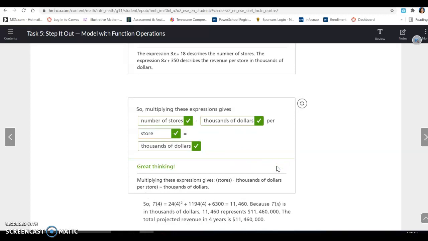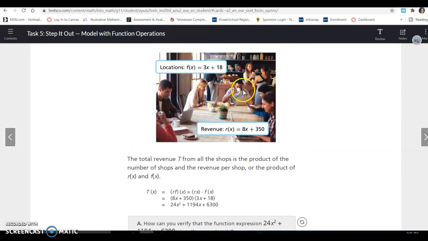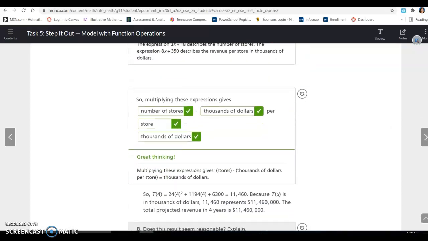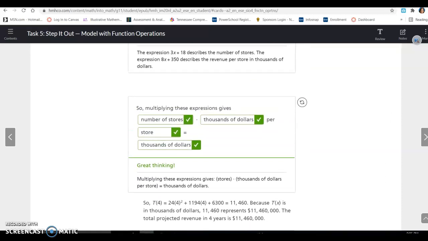All right, so if you multiply the two expressions given, you've got stores and thousands of dollars. So this is just going by what the information has up here. So if you look up here above, it says that it's in thousands of dollars. So they're referring back to that original statement at the top. And then does it seem reasonable? Does it seem reasonable that multiple coffee shops times their revenue is going to generate thousands of dollars? And I would think, yes, that does sound accurate. So that's it for task 5. If you have any questions, let me know.